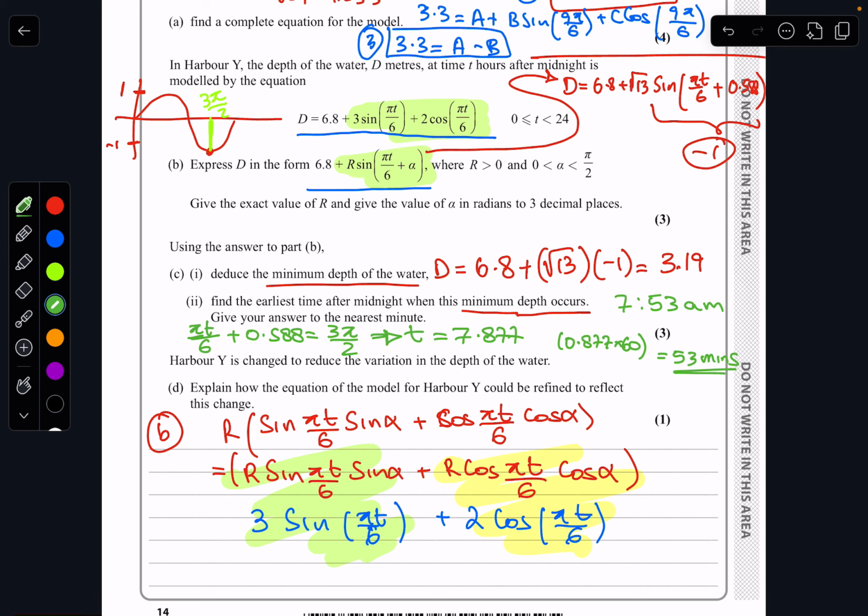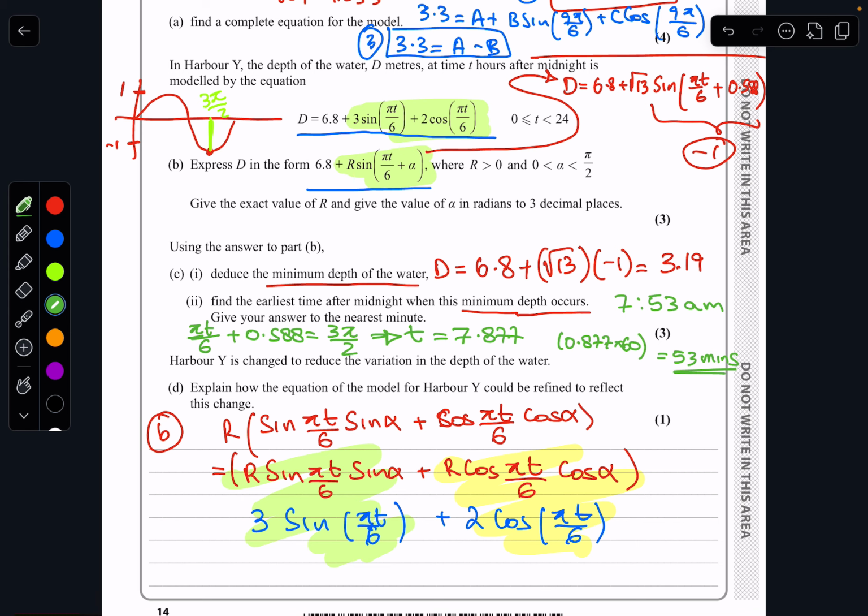So again, hopefully that all makes sense. So the reason what we did here is we're trying to find the value of x when the minimum occurs, and then we have to equate that and find the value of t by rearranging it, which I'm trusting you can do, and then you multiply the decimal part by 60 to convert it into minutes. So therefore that would be 7 hours 53 a.m.